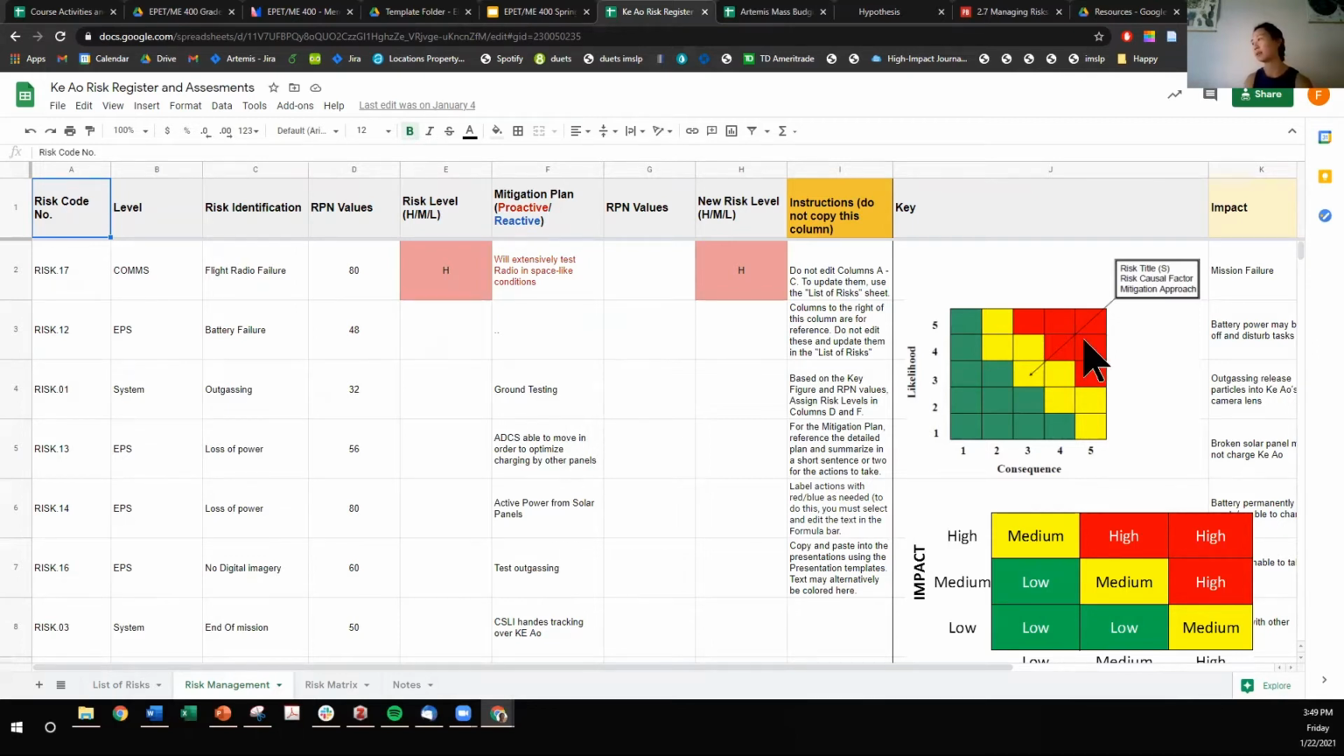So given red is more important, yellow is less important, and green is potentially acceptable, but you still have to keep an eye on it. Anyway, you want to address the reds first, right?